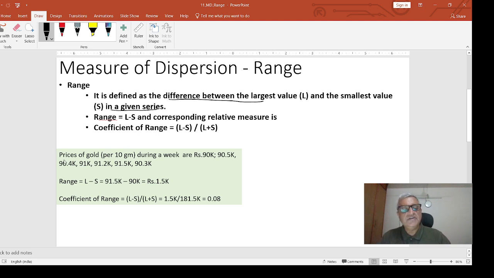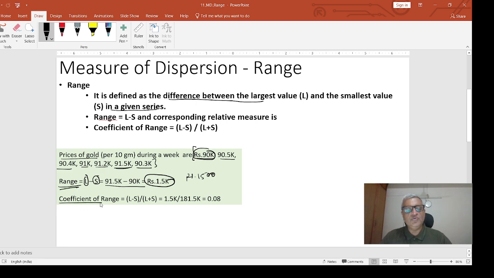So here is an example. We have taken a simple series having prices of gold during a week. The prices are 90k, 90.5k, 90.4k, 91k, 91.2k, 91.5k, and 90.3k. So in this series, first we identify the largest value. The largest value is 91.5k, and we subtract the smallest value from it, which is 90k. So 91.5k minus 90k is 1.5k, or rupees 1500 to be precise. So that is my range.